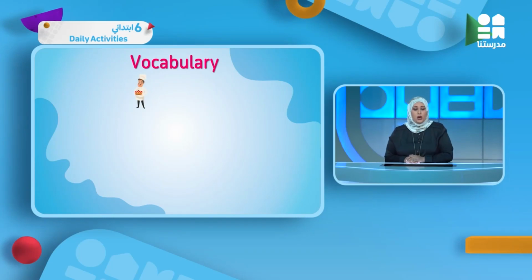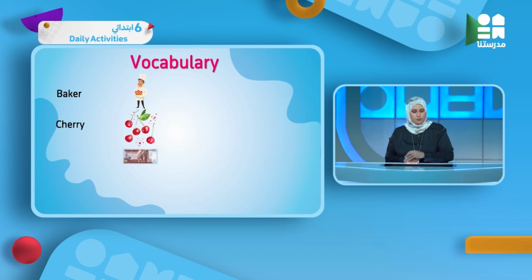So we have, if you can see that picture, who is this person? This is a baker. What is that? This is a picture of cherries or cherry. Very good. So, as you can see in the picture, what is that? Pounds.